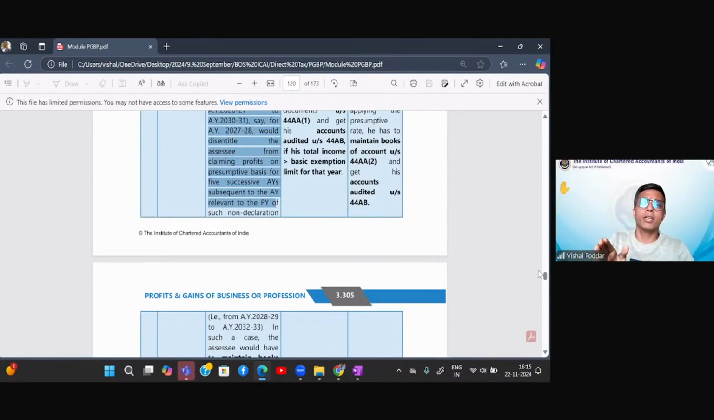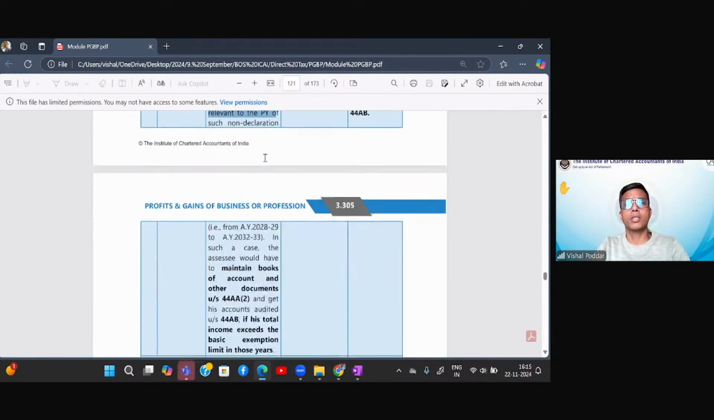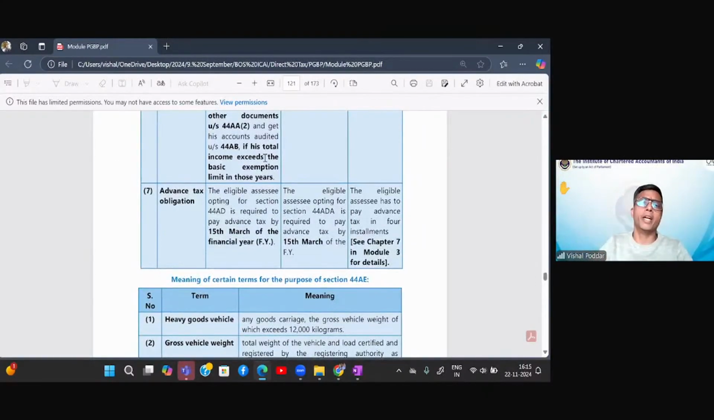But in second and third, if you want to show lower income, there is only one punishment: maintain books, get them audited, that's it. There is no 5 years restrictive clause. Here, there is a restriction of 5 years for re-entry. So if in any year you want to show lower income or profit, remember for the next 5 years, you'll have to do the same thing.